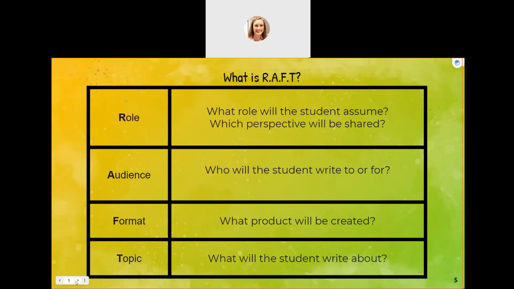So you can see when a student thinks about the role, they're taking on a specific perspective. When you're thinking about audience, it's who are you speaking to or who are you writing to? The format is the product that's going to come out of this activity. It might be a podcast or a poem or a creative writing piece or interview. And then the topic can be decided upon by the teacher, which would be the concept or unit of study or a smaller topic underneath that unit. Sometimes the students can select the topic, but it would still be related to the unit of study.